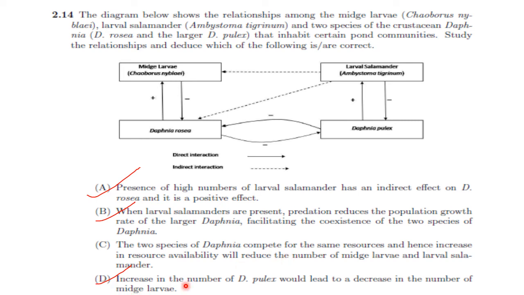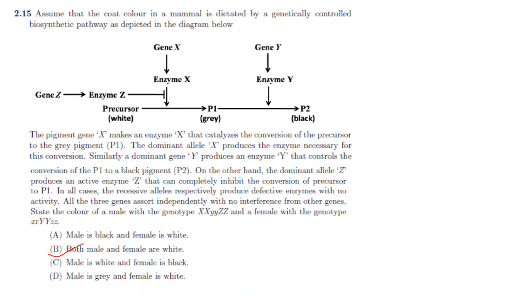Then D. An increase in the number of Daphnia pulex will lead to a decrease in the number of midge larvae. Because an increase in the number of Daphnia pulex will result in a decrease in the number of Daphnia rosea, because it has a negative effect. So it will lead to a decrease in the number of midge larvae. So option D is also correct. So here the options A, B and D are correct. Now next one.